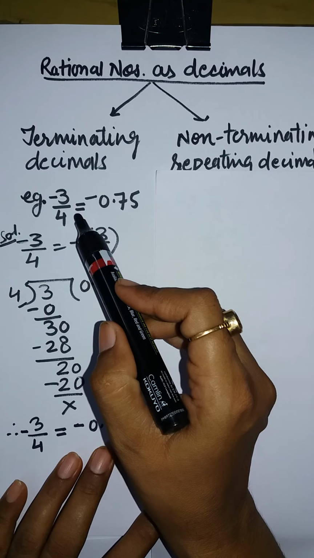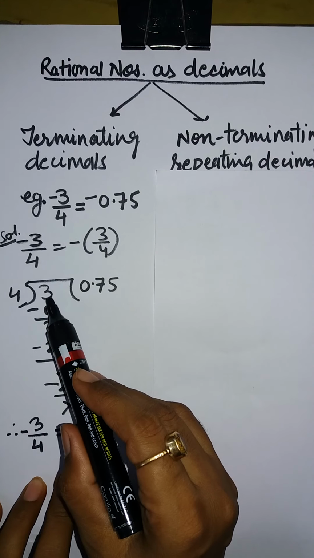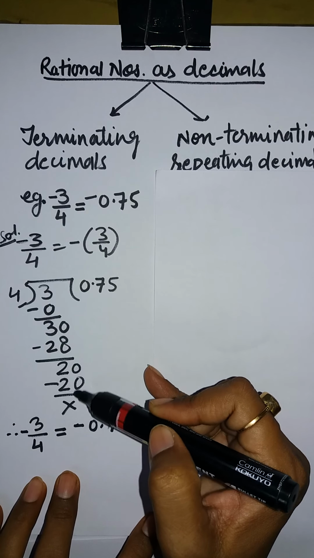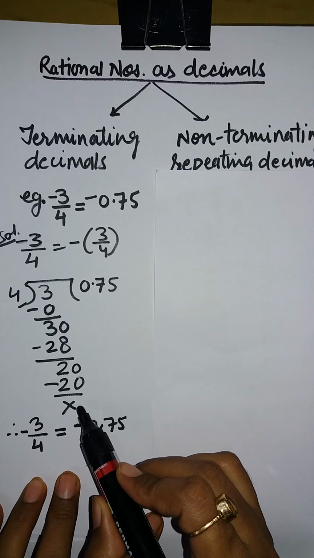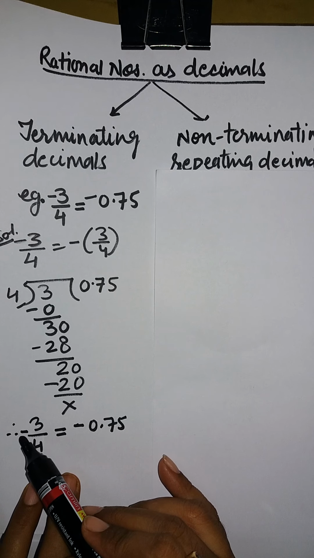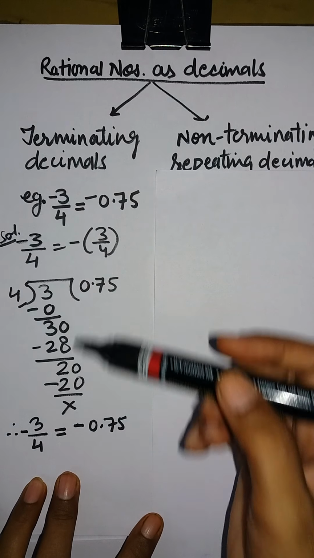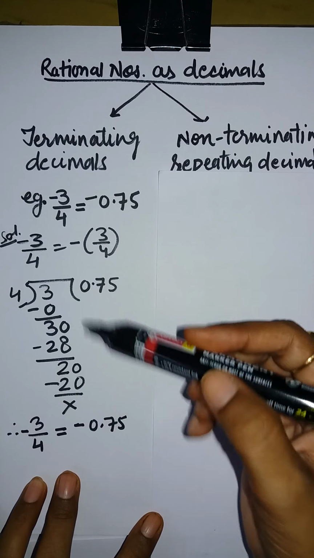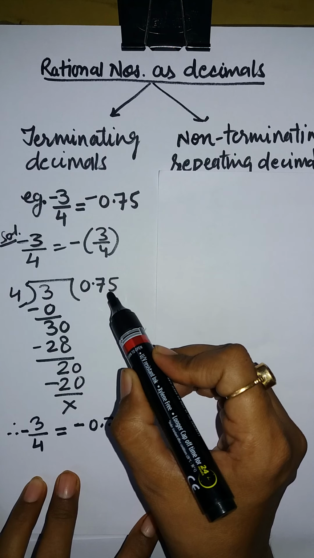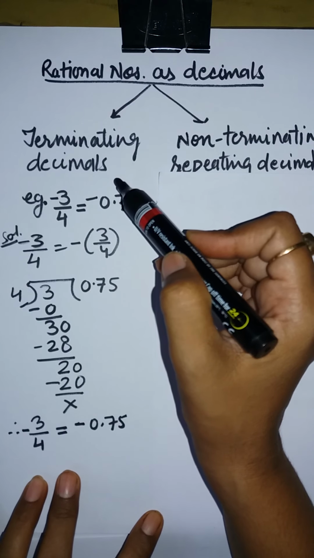Minus 3 by 4 is equal to minus 0.75. How does it come? We have divided 3 by 4, and following the division method we get in the end a remainder of 0, and because it is minus 3 by 4, the answer is minus 0.75. Here we can see that the division comes to an end after a few decimal places. That is why we call it a terminating decimal representation.